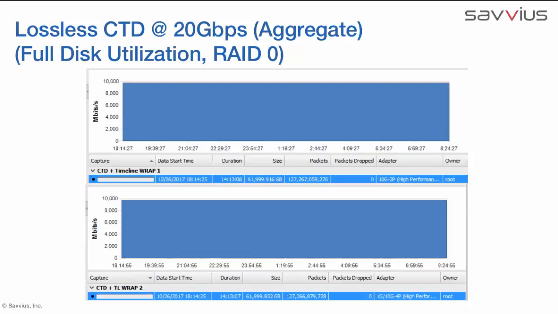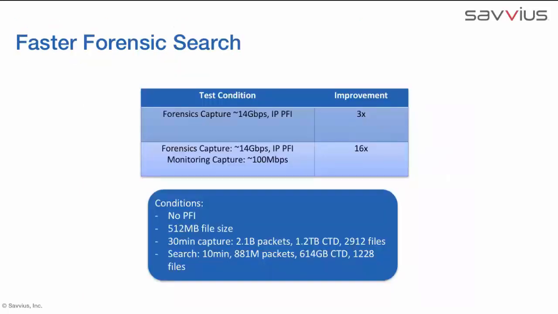Okay, so moving on from the capture-to-disk topic, I want to talk a bit about faster forensic search. We made some significant improvements within the software when it comes to doing forensics capture. So what we see in the little table there is 2 different forensics captures. So one where we simply had a forensics capture against a running capture-to-disk session.